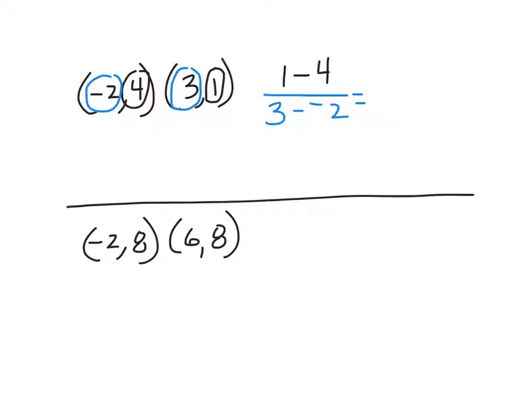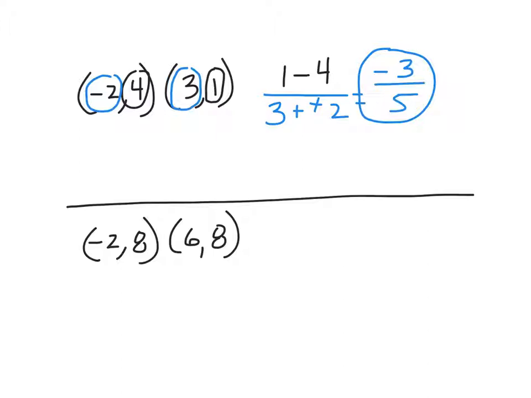When I do the math, 1 subtract 4 gives me a negative 3. 3 subtract negative 2, I'm going to add both of those together. I'm going to get a 5. So the slope for this is a negative 3/5.